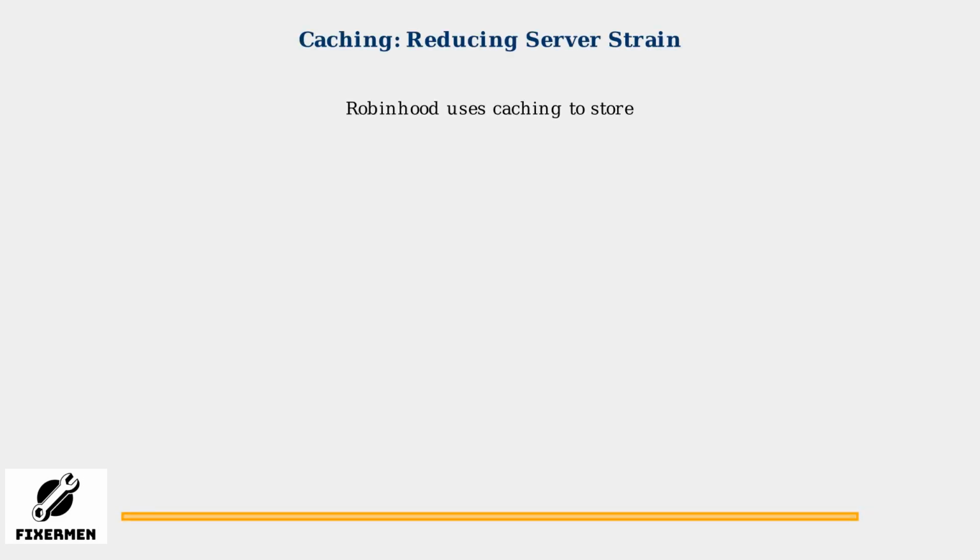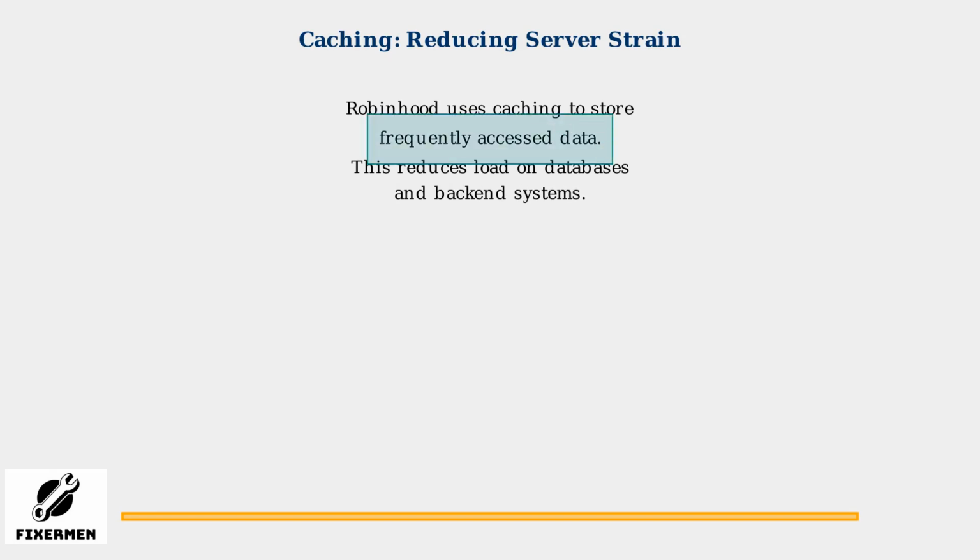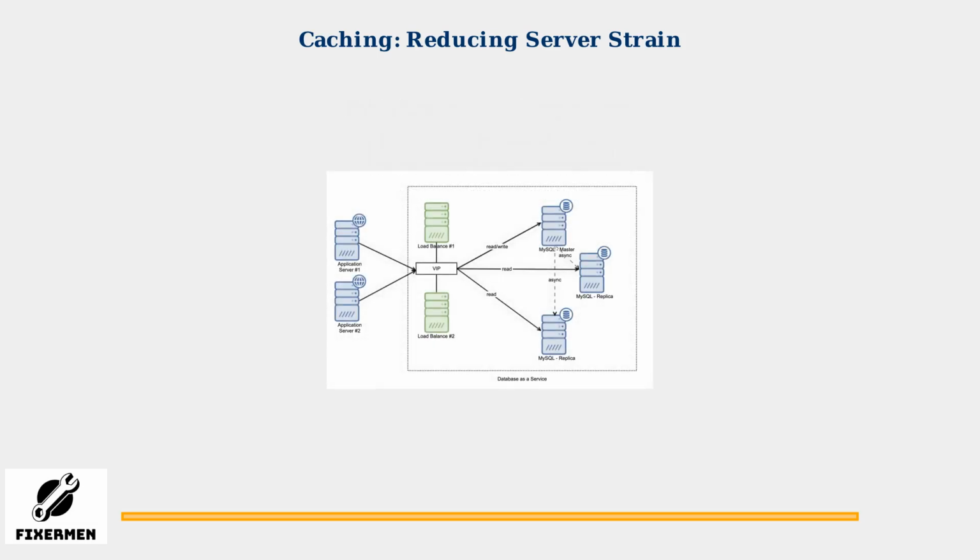Robinhood employs caching to store frequently accessed data, which reduces server strain. By serving data from the cache, they minimize the load on their databases and back-end systems. The system diagram shows how data flows through their infrastructure, with caching helping to distribute the load. Data is stored in cache for quick access, reducing the need to query the database repeatedly.